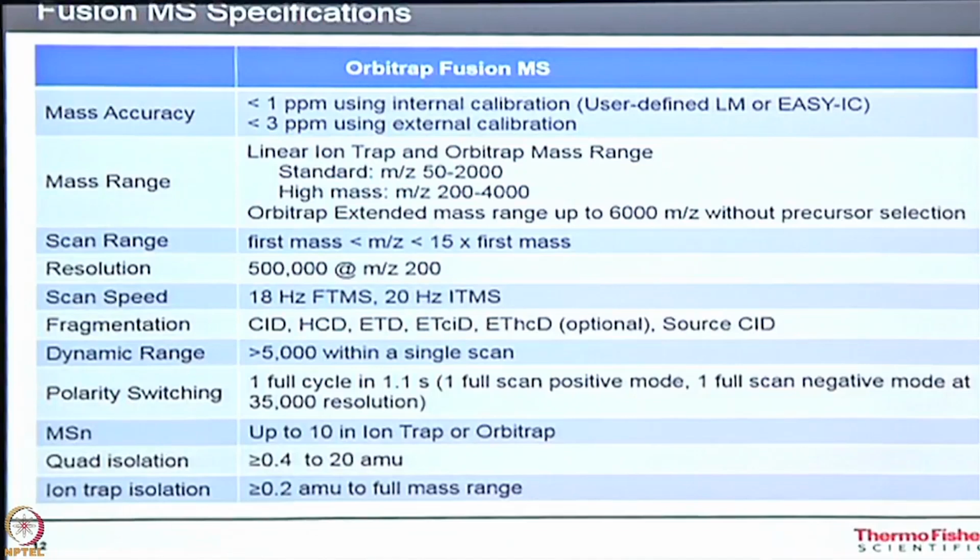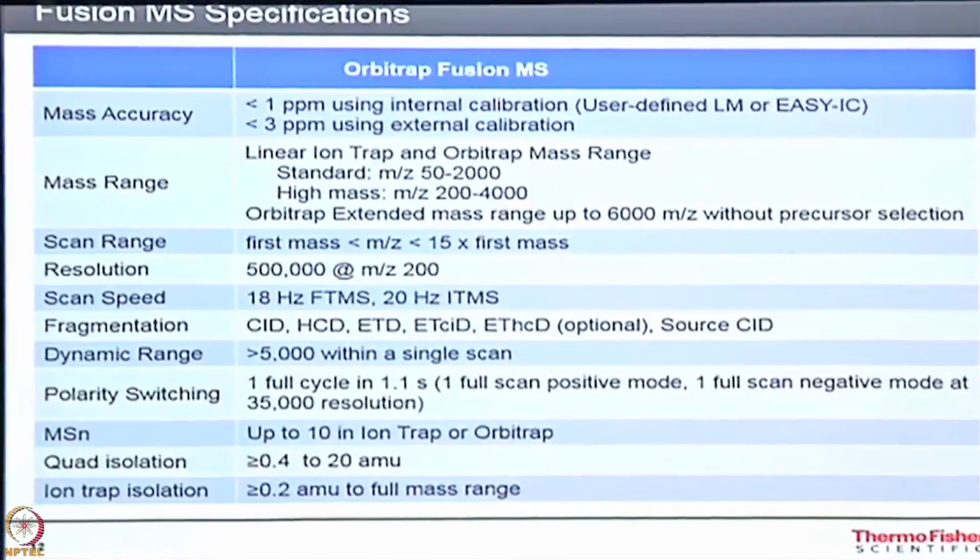Okay, now come to the specification of the Fusion Orbitrap. So first is the mass accuracy. Mass accuracy is less than 1 ppm with internal calibration, and less than 3 ppm with external calibration. So what does it mean by external and internal?